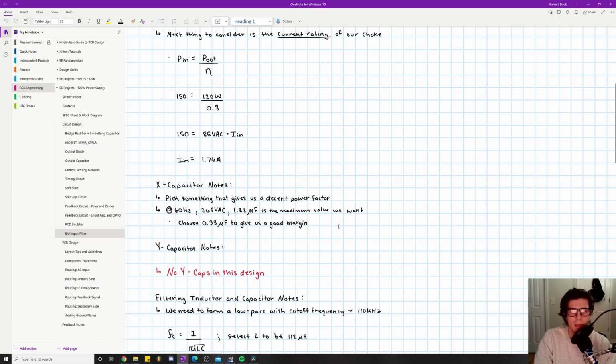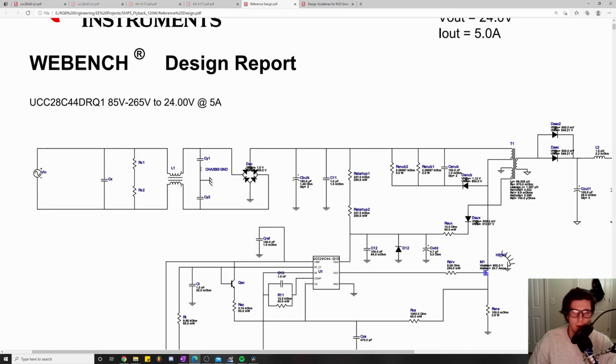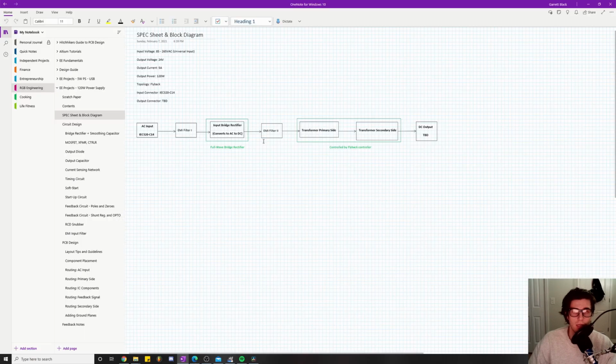So yeah, Y capacitor notes. No Y caps in this design. The reason is, if you look all the way back at our spec sheet and block diagram, we specified the input connector to be this. If you look at the circuit, the Y caps go between our line and neutral and chassis ground, and we don't actually have a chassis ground connection because our connector only has two prongs, a line and a neutral. So we don't have anything to connect these Y caps to, so we don't actually need a Y cap.